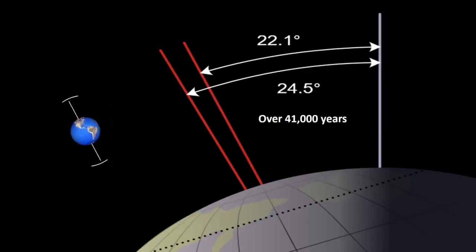During that cycle, the tilt does have a significant impact on our climate. In the first instance, it explains how we have seasons and why currently the northern hemisphere experiences summer when it is furthest from the Sun.